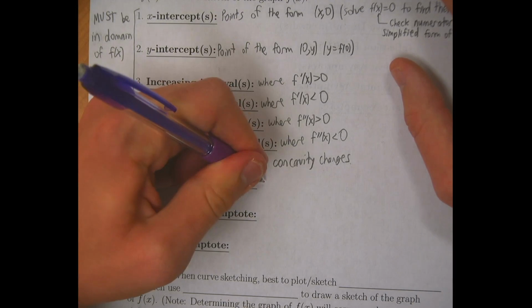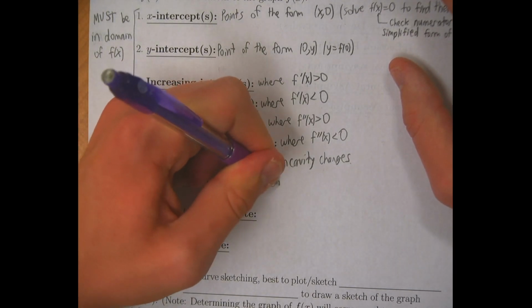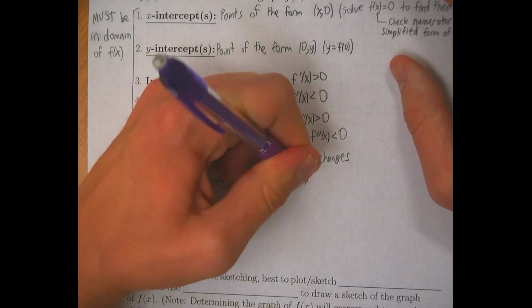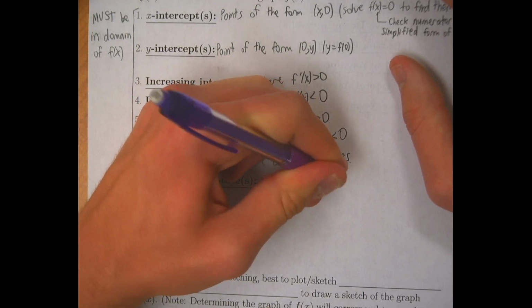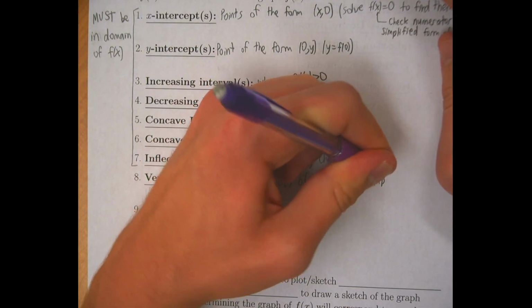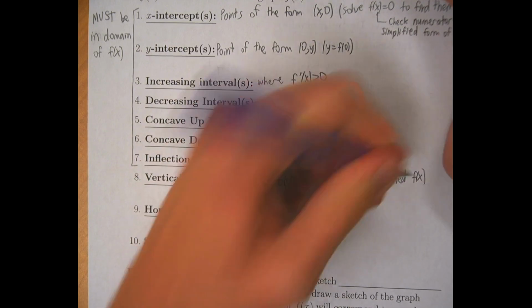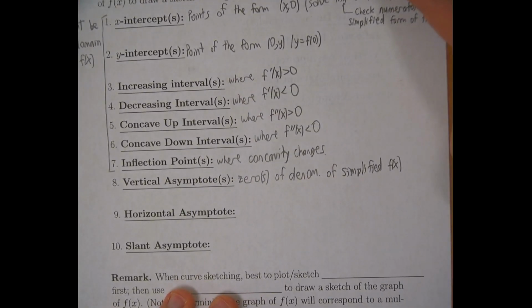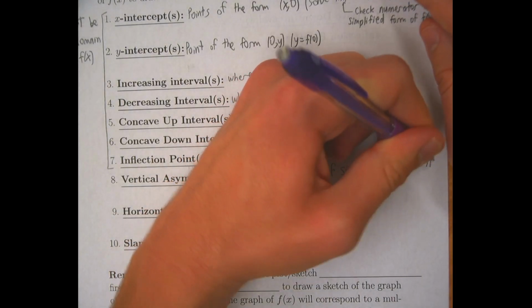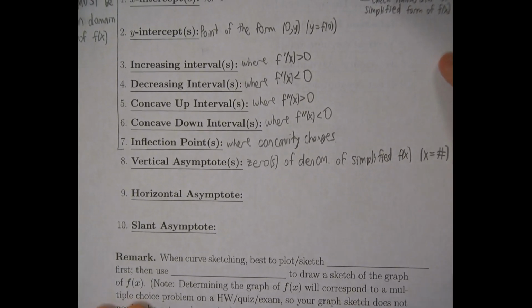So the vertical asymptotes, or vertical asymptote, depending on the number, are the zeros of the denominator of the simplified f of x. And as we talked about last time, this will correspond to x equaling some number. That's what the form of a vertical asymptote is. Okay.